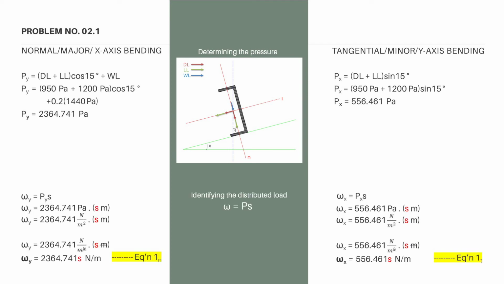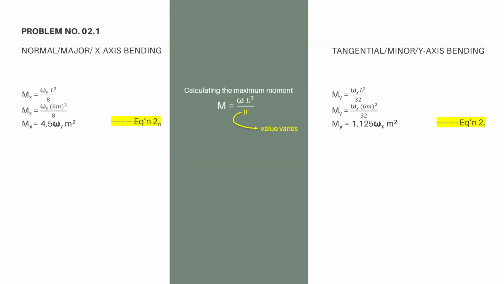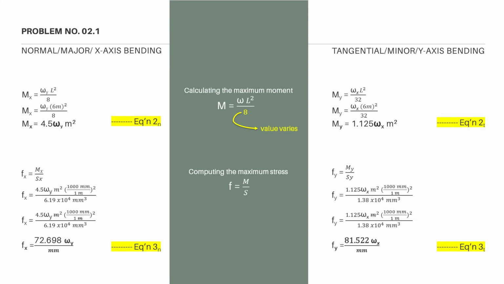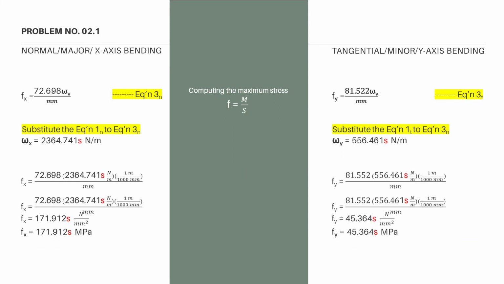After that, i-convert natin yung pressure into distributed load. So, kagaya lang din ng kanina. Para makuha natin yung distributed load, i-multiply lang natin yung pressure sa spacing. Since yung spacing nga yung hinahanap, leave it as variable s. Therefore, we will arrive at our equation 1 for both normal and tangential component. So, similar process lang din sa pagkuha ng maximum moment and maximum stress as to problem number 1.